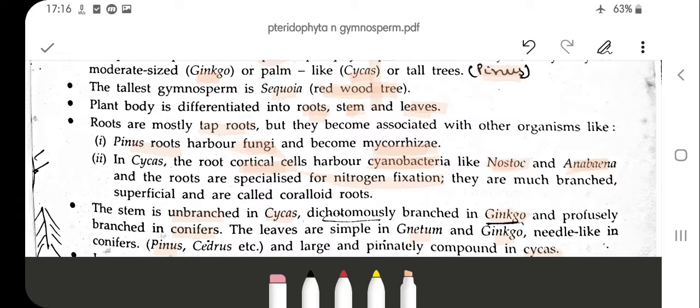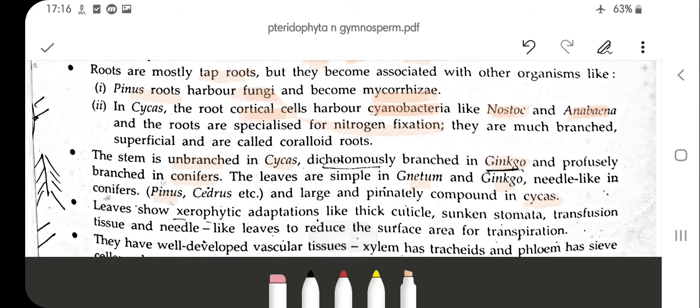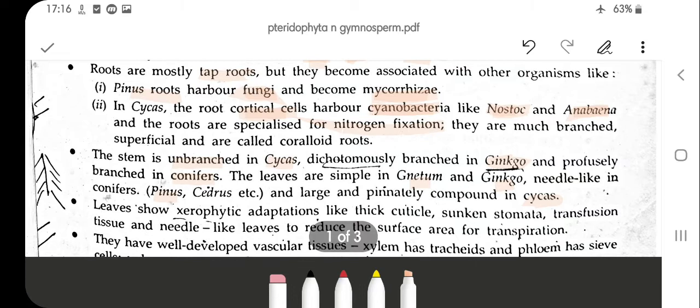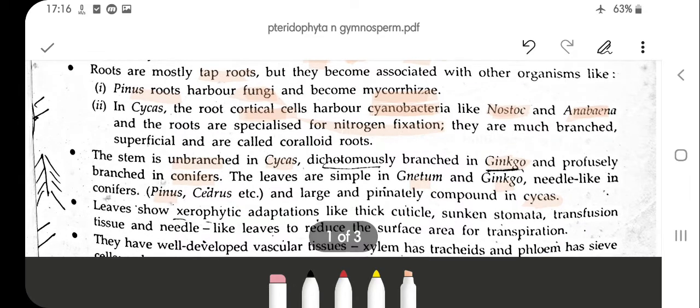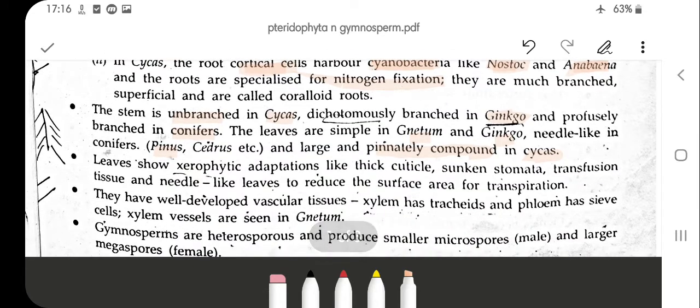And the stem is again of different shape and size. The stem is unbranched in Cycas, dichotomously branched in Ginkgo, and profusely branched in conifers. Similarly, the leaves are simple in Gnetum and Ginkgo, needle-like in conifers, and large and pinnately compound in Cycas. So you have to learn about the different types of branches as well as the different shapes of leaves in the various examples.